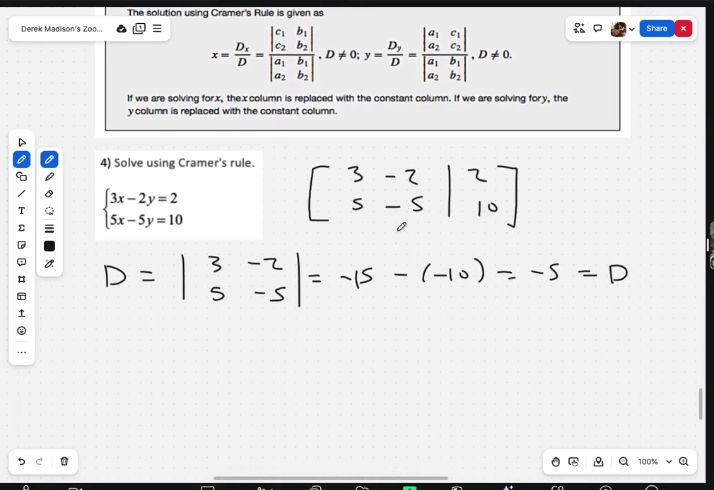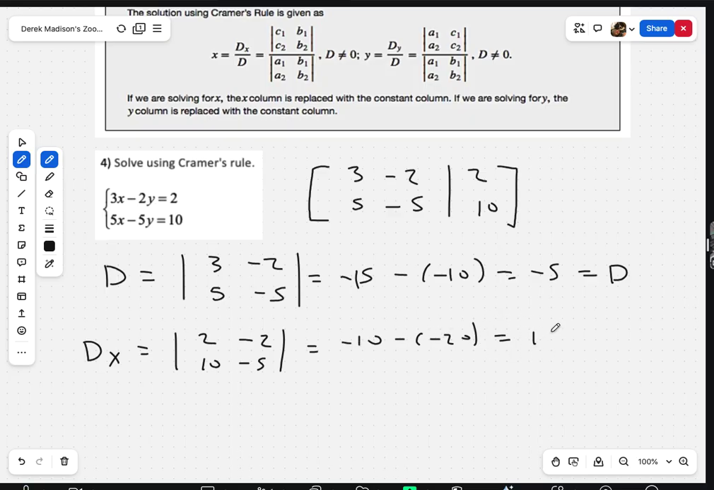What we do for dx and dy is, when we're finding dx, the equal side replaces x. So that's going to look like 2 and 10, and then the same negative 2, negative 5. So 2 times negative 5 would be negative 10, minus 10 times negative 2, which would be a negative 20. Negative 10 minus negative 20 would be plus 20. And so that would be a 10, and that's my dx.